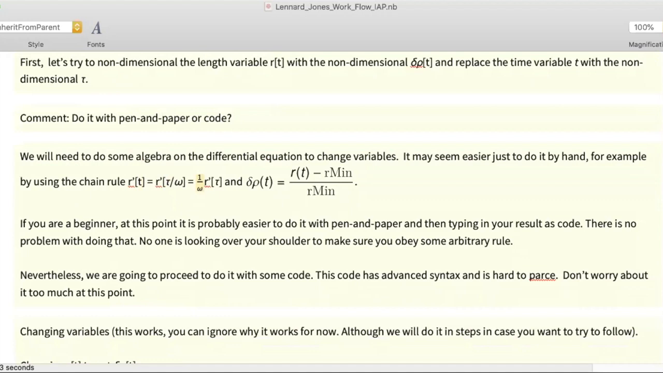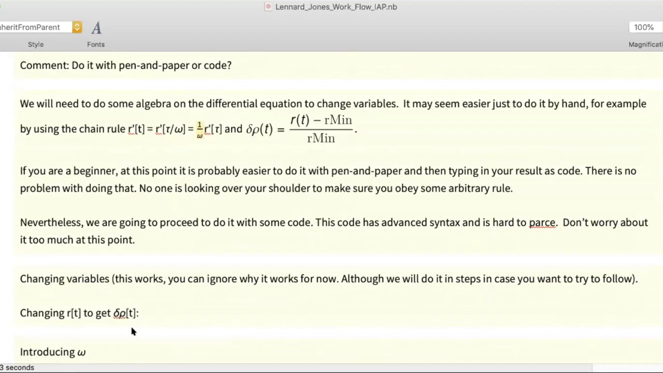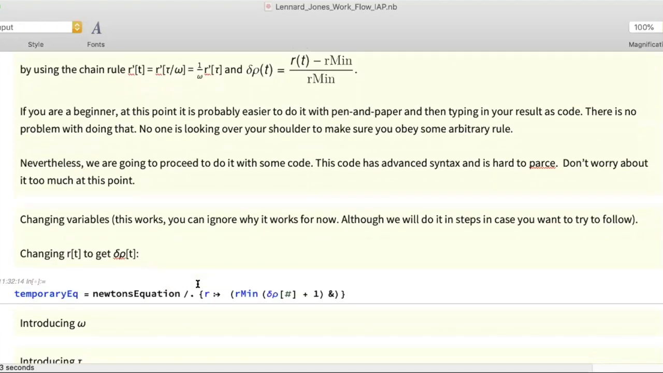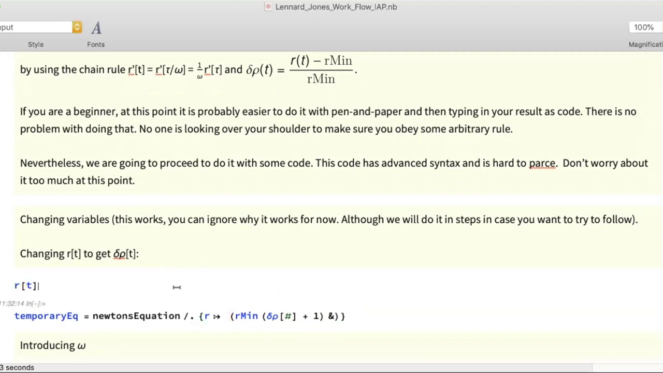And so what I'm going to do next is the following. And this, I think, will be perhaps somewhat confusing to a lot of you, but what I'm doing is using something in Mathematica which is called a pure function. And what I'm doing is taking R and I'm replacing R, which is an expression like R of t, with a function which takes another argument. Okay, so let me show you what happens here.